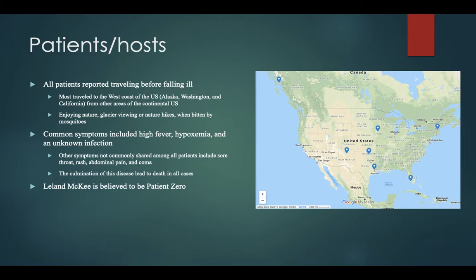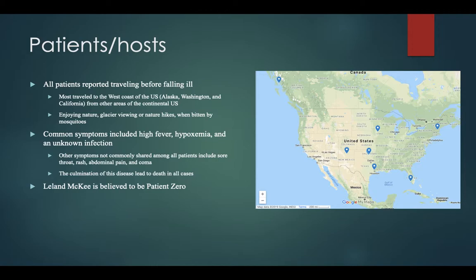Most patients used cruising services to visit Alaska and other places along the west coast of North America, like California and Washington. Others were able to reach the same destinations on their own. Those that enjoyed a cruise up north often reported glacier watching and hiking, but all patients reported being bitten by mosquitoes, among other insects, while out and about.